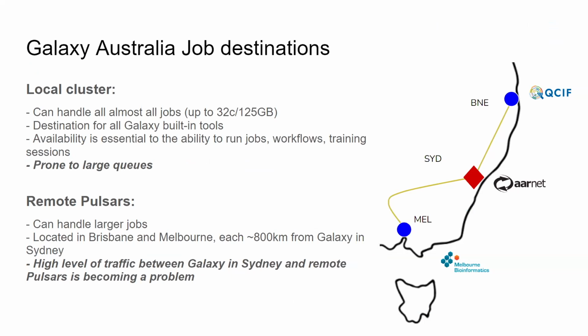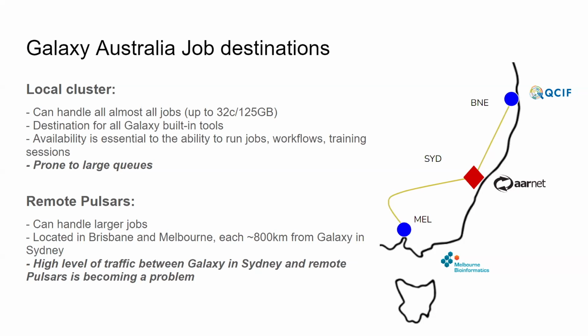So the local cluster can handle almost all job types. There's a limit to the size, and this is barring GPU jobs. It's the destination for almost all of Galaxy's built-in tools. Its availability is essential for being able to really do anything: run jobs, workflows, training. But it is prone to large queues, and that's a problem.